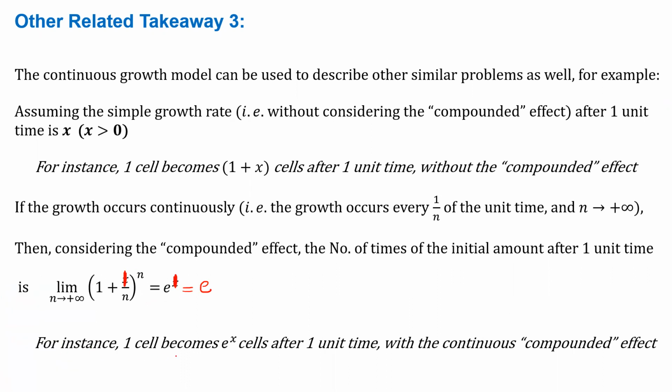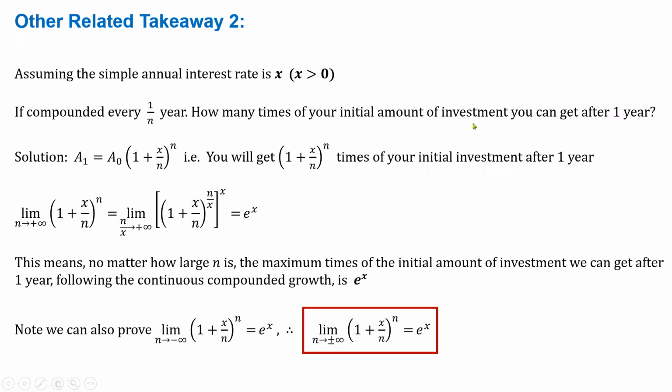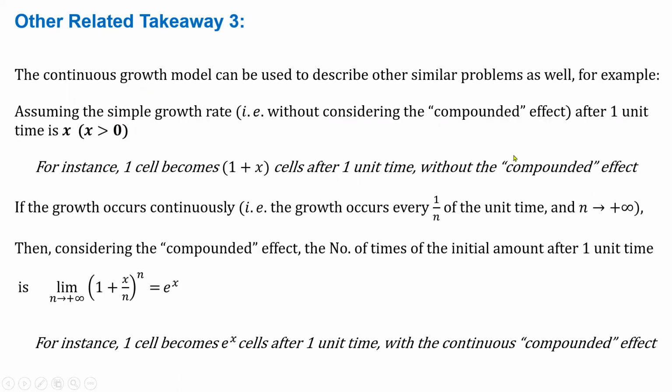For instance, one cell becomes e to the power of x cells after 1 unit time with the continuous compounded effect. Understand? Okay, so these are the major takeaways from the discussion of this problem. Okay, so this problem is called continuous compound interest. Okay, again, I'll give you some time to have a look at this lecture slide, and after that, we'll try to derive the derivative of the logarithmic function.